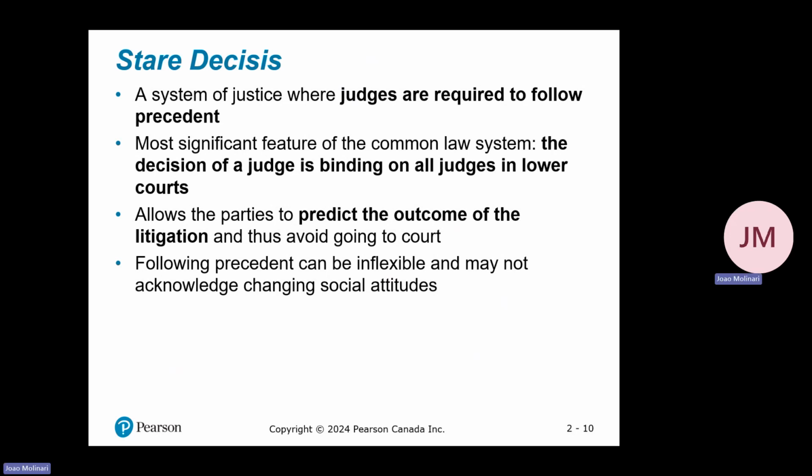In other words, in a common law system, it's easier, not guaranteed, but easier, to know what the outcome of the litigation may be. But there's never a guarantee. Judges will follow past decisions as long as the facts of the current case are the same as the previous case. If the facts are different, then there may be a new, different decision.